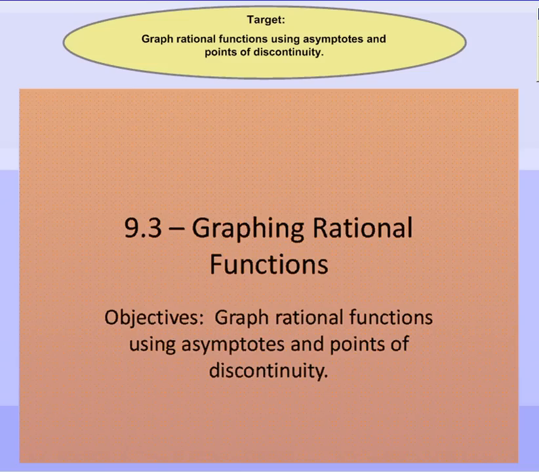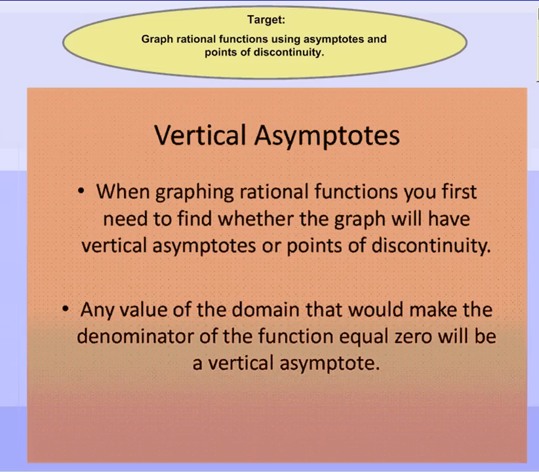In today's section, we will be doing section 9.3, which is about graphing rational functions. We will graph rational functions using the asymptotes and points of discontinuity. We talked about asymptotes when we dealt with hyperbolas. An asymptote is a guideline. We'll be using guidelines. A point of discontinuity will be pretty new to us, though, in this section.